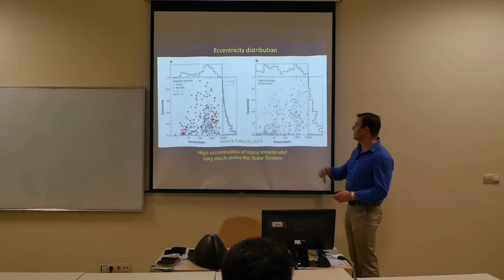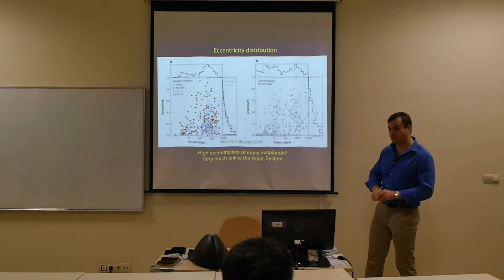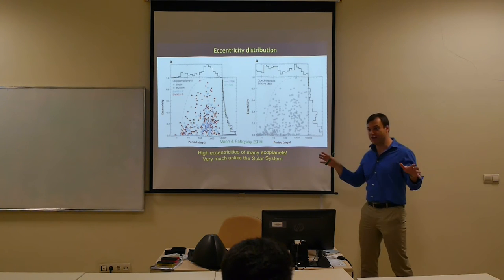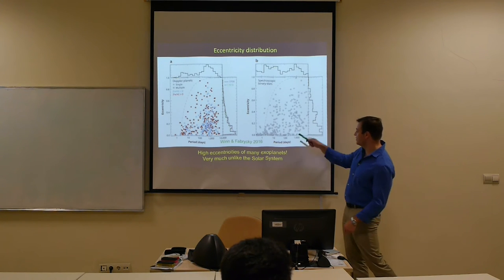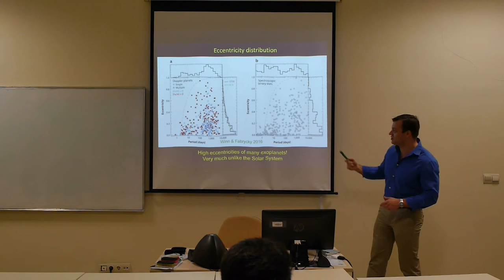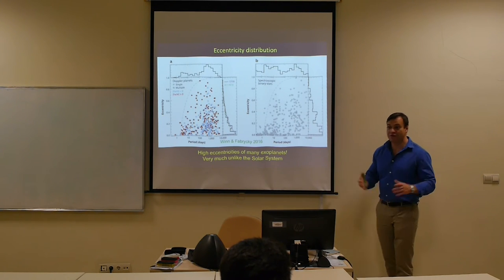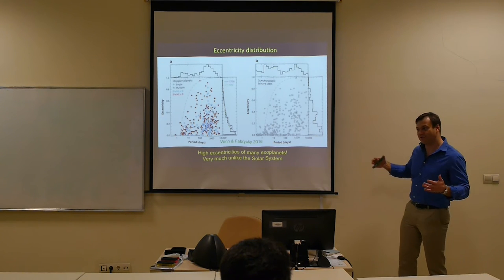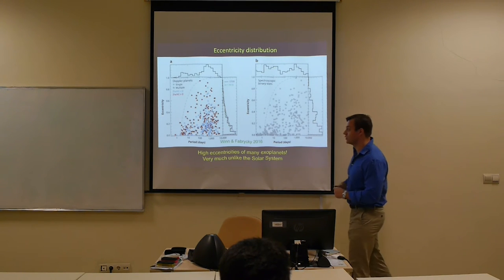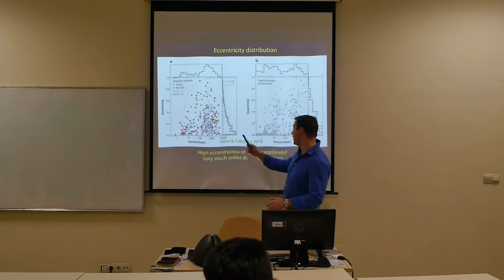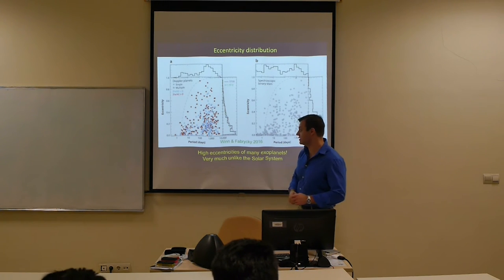The right panel shows the eccentricity distribution for the binary stars that we observe in our galaxy. It looks like the distribution of eccentricities of the binaries is actually not so different from the eccentricity distribution of planets. That's an interesting puzzle that we are trying to address, trying to understand what's causing this bizarre eccentricity distribution and why it's so similar to the binary stars.